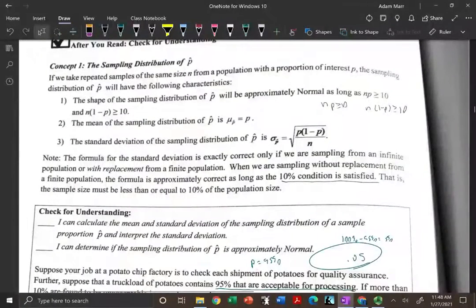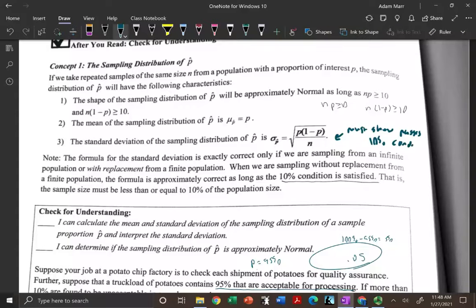We know if we take repeated samples of size n from a population proportion of interest p, the sampling distribution of p hat will have the following characteristics. The shape of the sampling distribution of p hat will be approximately normal as long as n times p is greater or equal to 10 and n times 1 minus p is greater or equal to 10. The mean of the sampling distribution of p hat equals p. It's an unbiased estimator of the population proportion. The standard deviation of p hat equals the square root of p times 1 minus p over n. And before you do this, you must show that it passes the 10% condition.